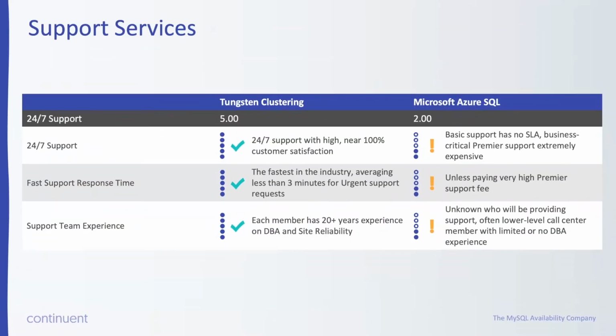Also really important is support. So if you have issues, where are you going to turn to? Ideally, you don't want to have to write into a forum and wait for an answer and hope that that answer is correct, right? So with Tungsten Clustering, it automatically includes 24/7 support. 100% customer satisfaction, we take that very seriously. And we are fast, and especially for urgent tickets. So if a customer opens an urgent ticket, we respond within 3 minutes on average.